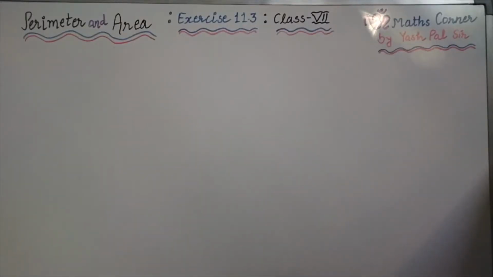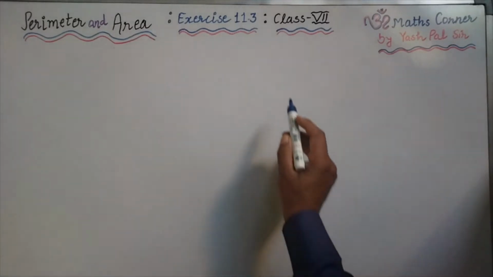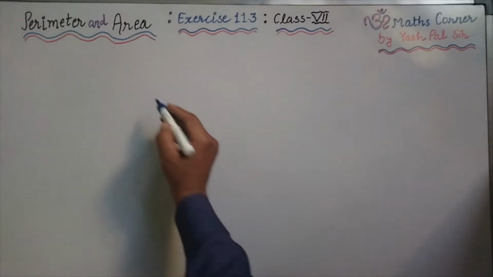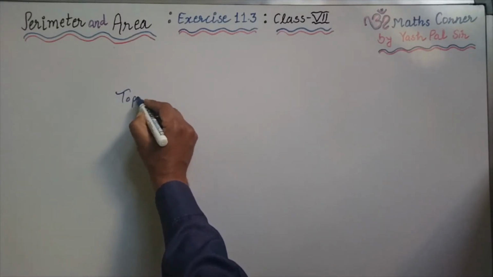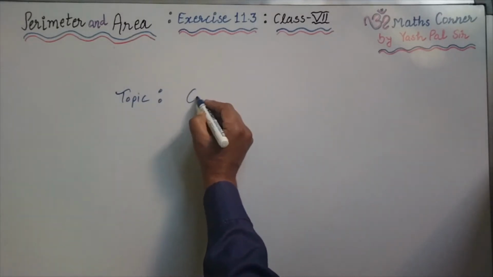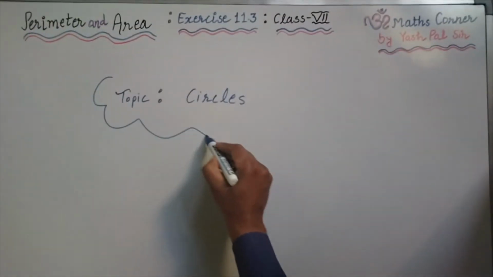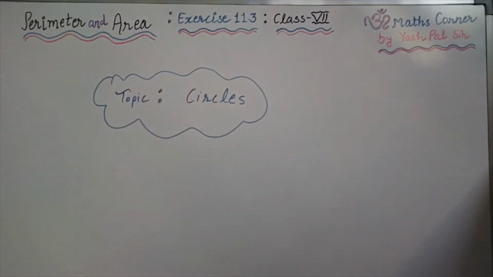Yes, today we are going to discuss the questions of exercise 11.3. The name of the chapter is Perimeter and Area. The topic of the day is circles. We shall discuss the story of the circle, what the dimensions of the circle are, and various things which are hidden in the circle. We shall discuss all those hidden things in the circle one by one. So let us start now.